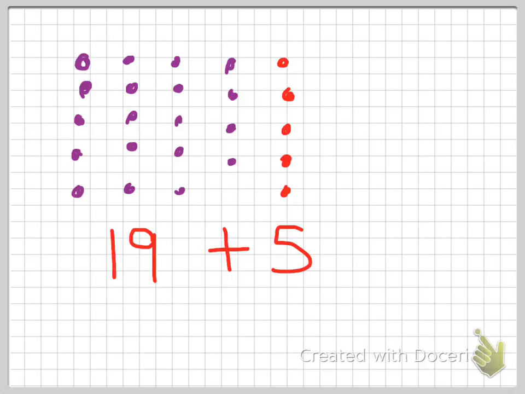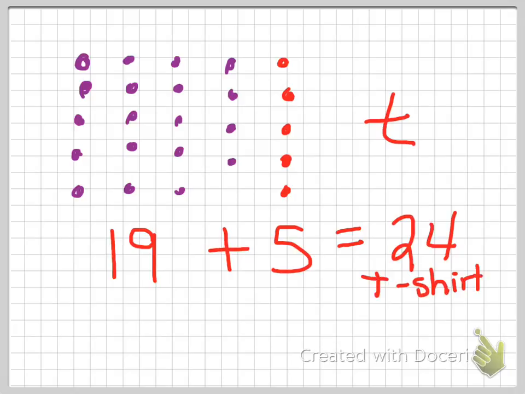Now, that is going to give us our variable, or the thing that we don't know, in this case T, to represent the t-shirts in the pack. When I add 19 plus 5, I get 24. So I know that there are 24 total t-shirts in all of the packs. I'm going to make sure to label my answer because it'll help me follow through with all my steps clearly.